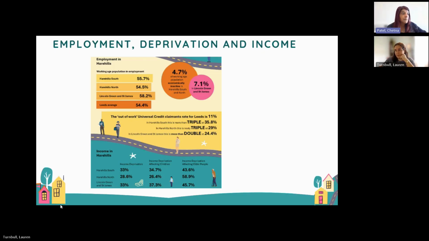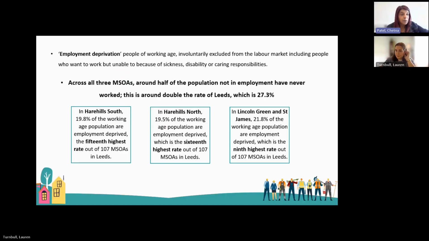Next slide, please, Lauren. So again, this just reiterates what I've just said, and you've got the rates there. It's showing you the rates for the working age population and deprivation according to those MSOA areas. We do have, similar to the other areas, in-work poverty as well, so you can see that that is an issue. And those who have never worked. Again, high numbers of people who have never worked previously.